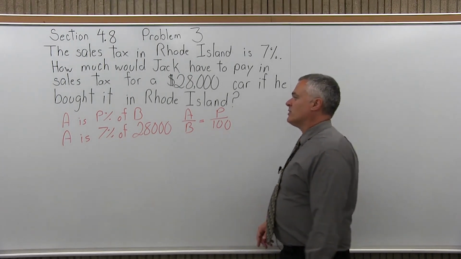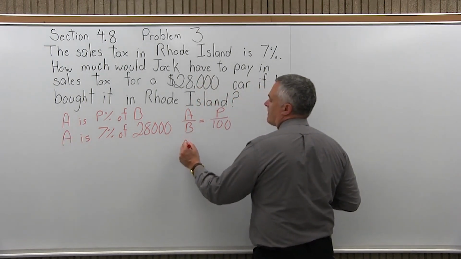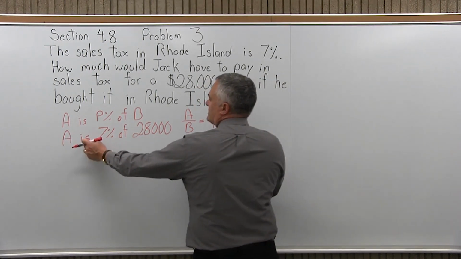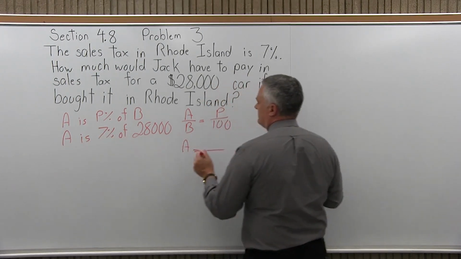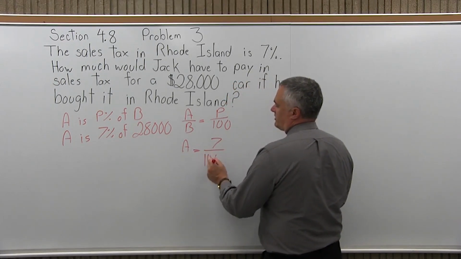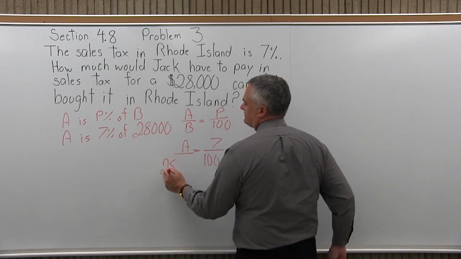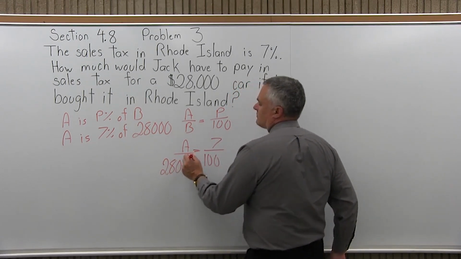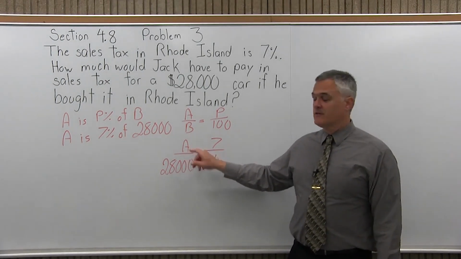A over B equals P over 100. So, A is the unknown, so I just leave it as A. The is becomes an equals. The P is 7. The percent is where the 100 comes from in the formula. And then the B is 28,000. So I filled in the formula, and fortunately only one part is unknown, so I can find it.